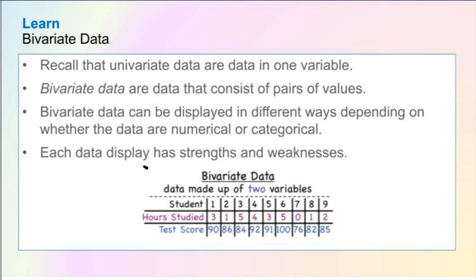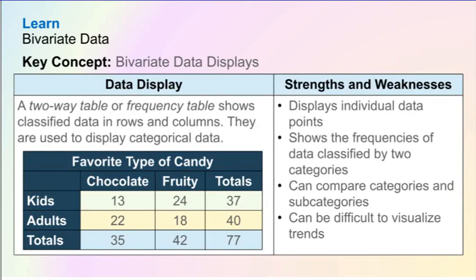So if you see in the example here, we do have two variables. We got students and then hours studied, and we got their test scores as well. So the two variables would be the hours studied and their test score. These would be our two variables in there. So just like with univariate, we had some different displays. Bivariate, there's also going to be a couple other displays that we'll look at.